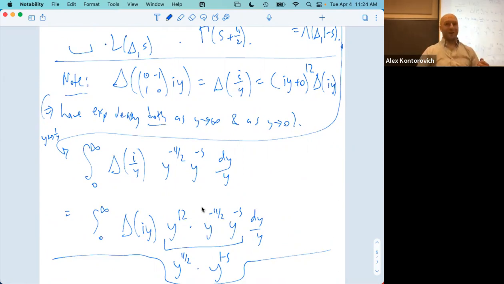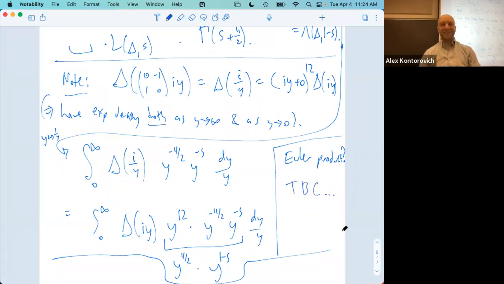Do we have an Euler product? Okay, so the thing that I have to explain to you is, do we have an Euler product? But actually, I'm going to postpone this discussion for just a second. So to be continued, because I want to tell you what's going to happen for Maass forms.